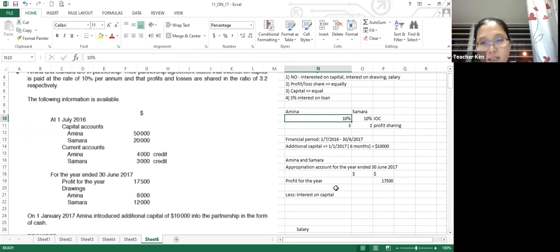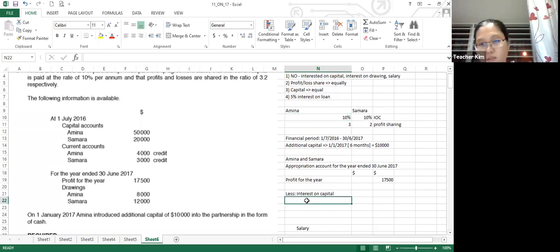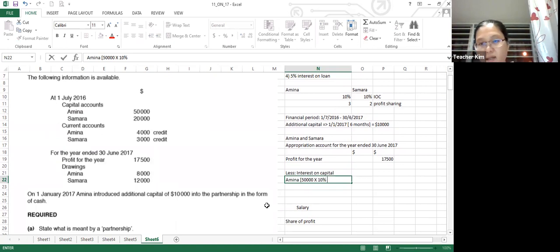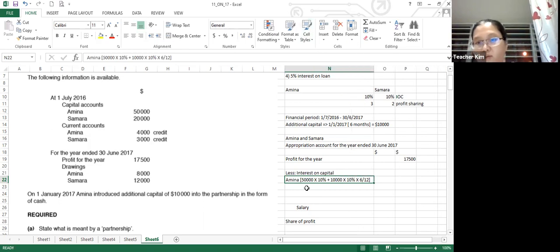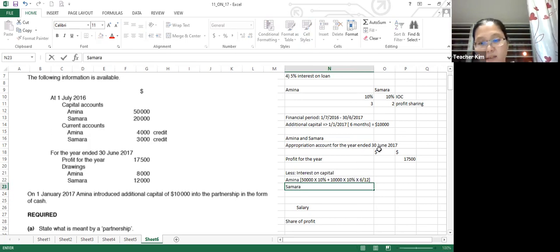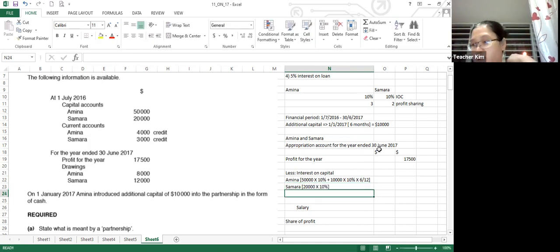So now what we have to do is calculate interest on Amina. Okay. For Amina, the capital 50,000 times 10%. Then after that, he has introduced another 10,000. So plus 10,000 times 10%, but this one is only half, 6 months. So 6 over 12, so this one is only half of it. Okay. When I come to Shamala, Shamala didn't change anything for the capital. So we take 20,000 times 10%. So that is the whole year amount that we have.